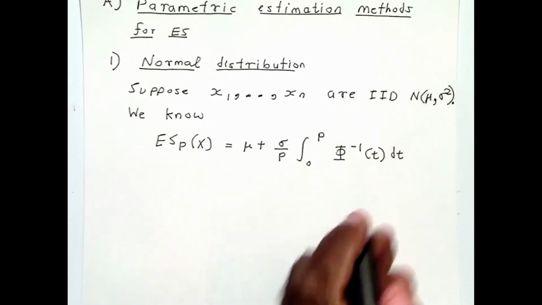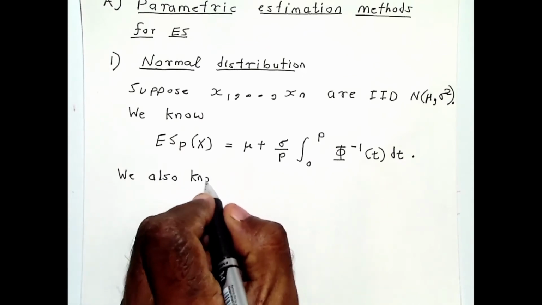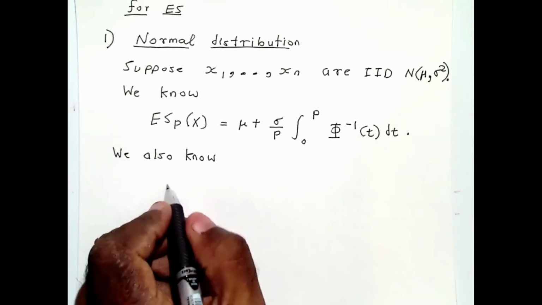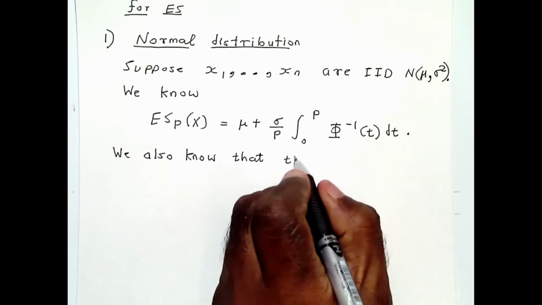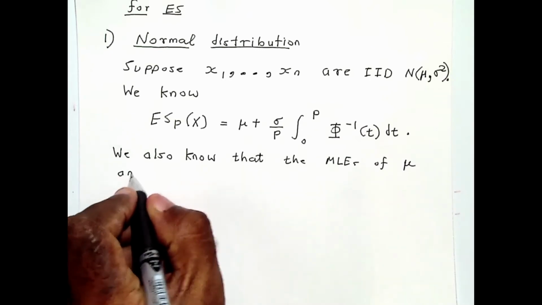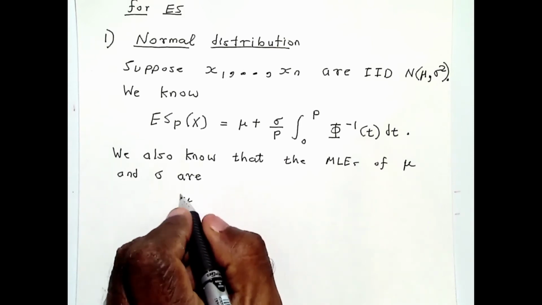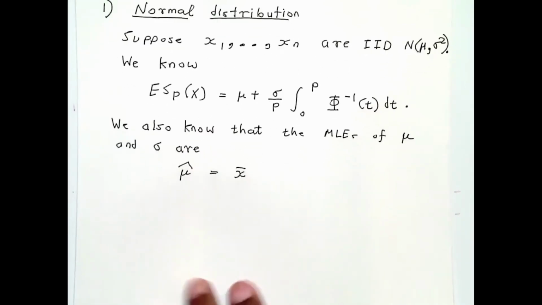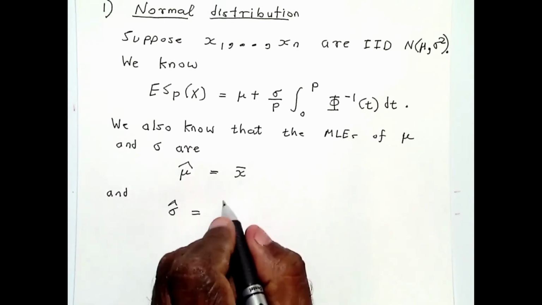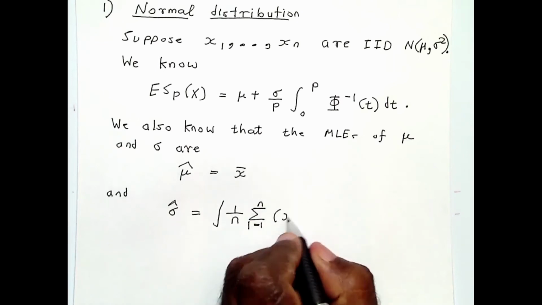Right, and we also know, if you look at the video for the parametric estimation of VAR, that the MLEs, or maximum likelihood estimators for mu and sigma, are given by mu hat is the sample mean x bar, and sigma hat is the square root of this.